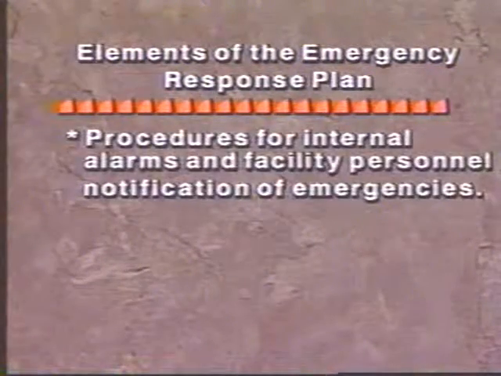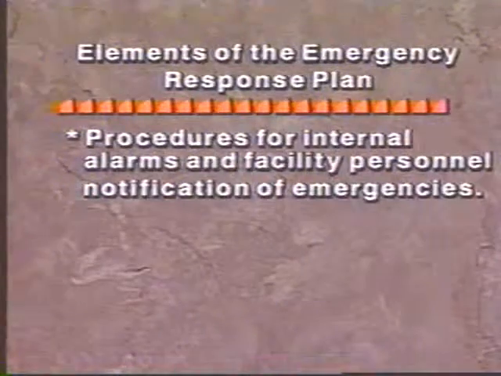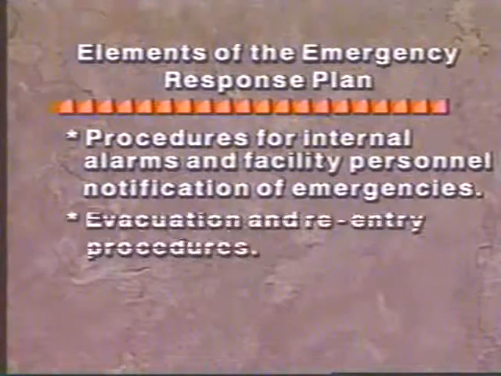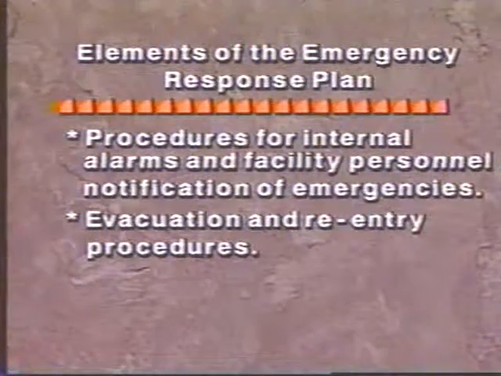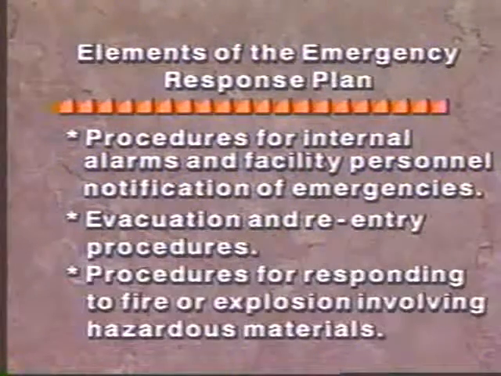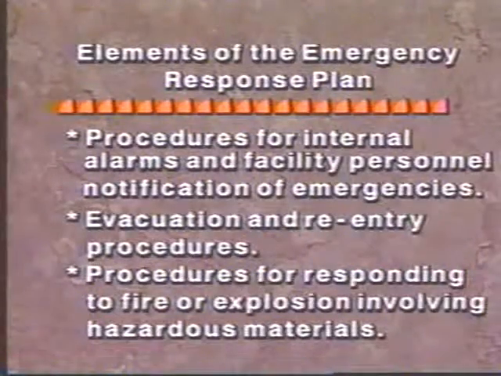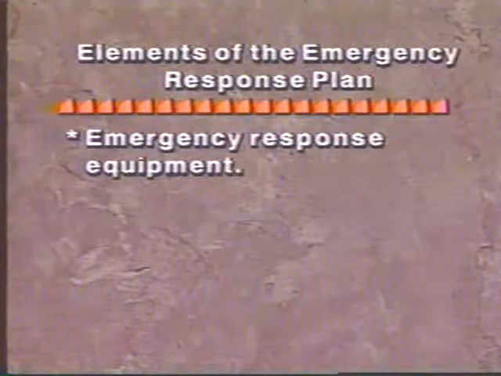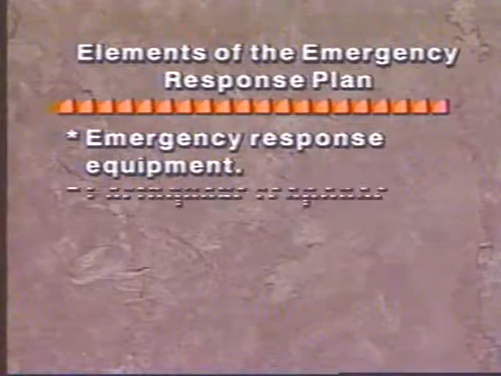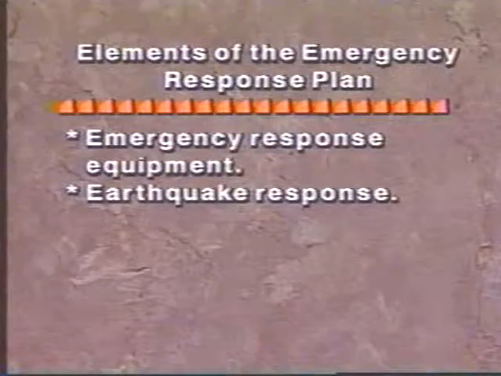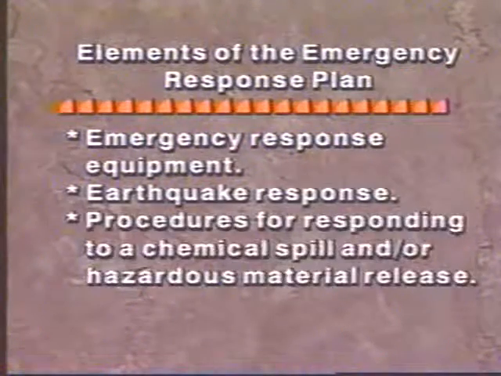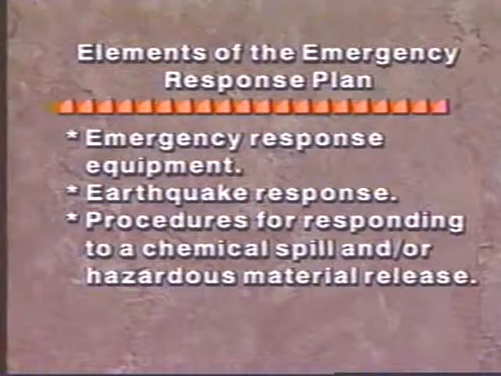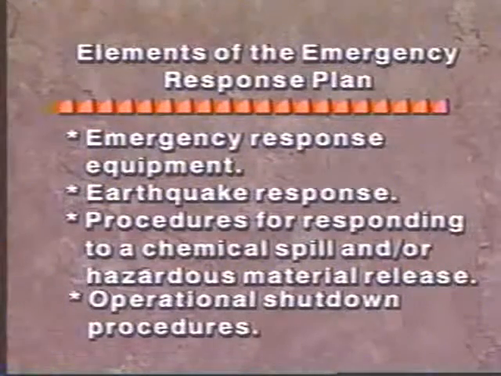Number one, procedures for internal alarms and facility personnel notifications of the emergency. Number two, the evacuation and re-entry procedures. Number three, procedures for responding to fire or explosion involving hazardous materials. Number four, the emergency response equipment. Number five, procedures for responding to an earthquake. Number six, procedures for responding to a chemical spill and/or material release. Number seven, operational shutdown procedures.